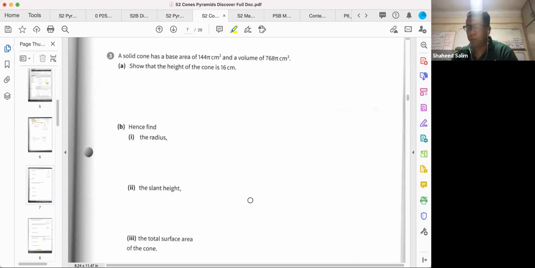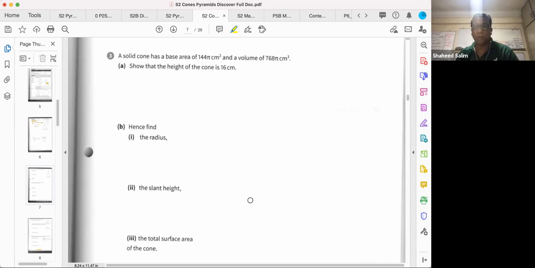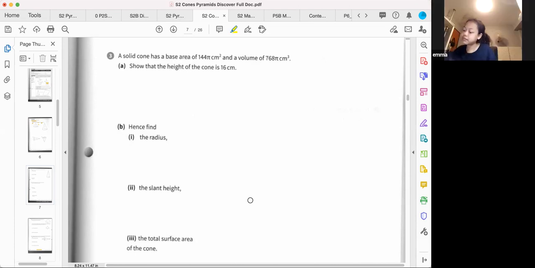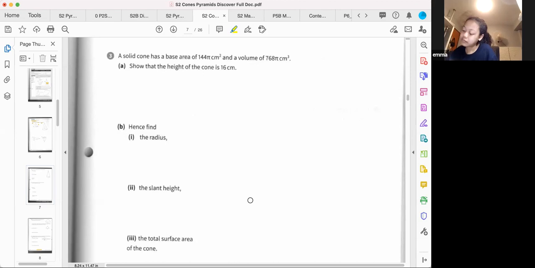Okay, so we assume we already found A. We are supposed to find the radius. You found the radius, right? You know which number to look at?